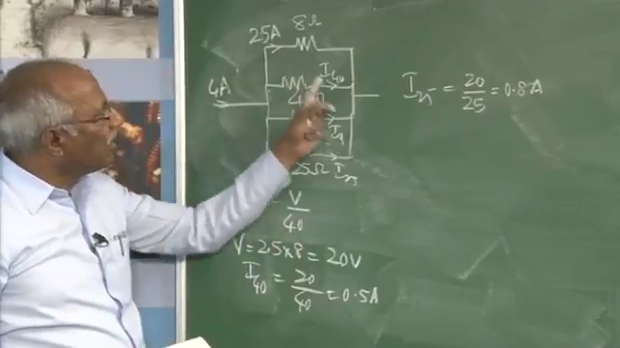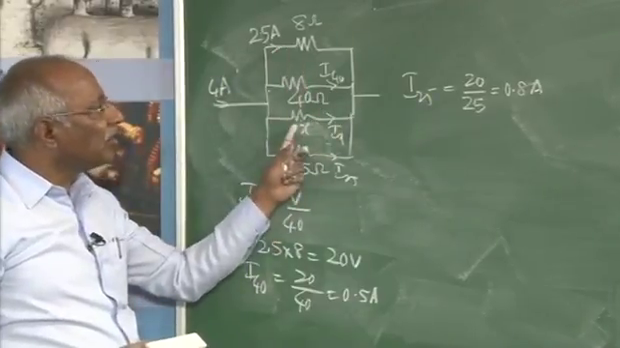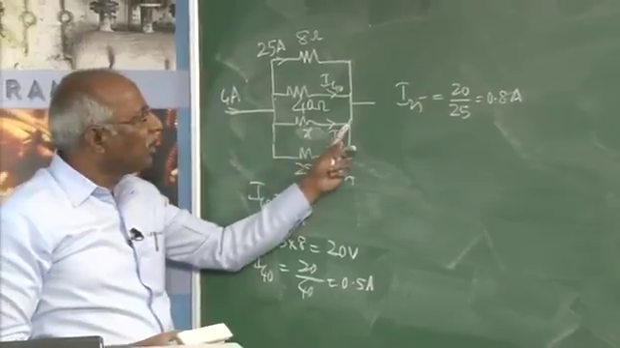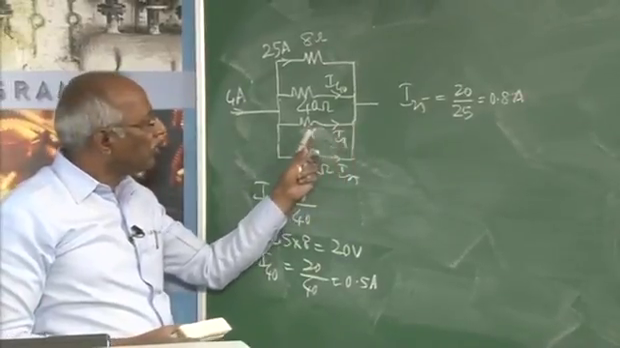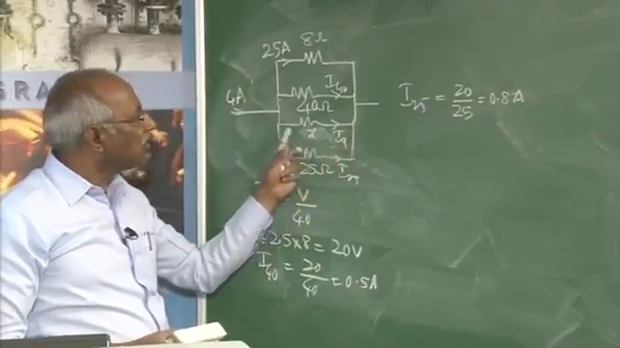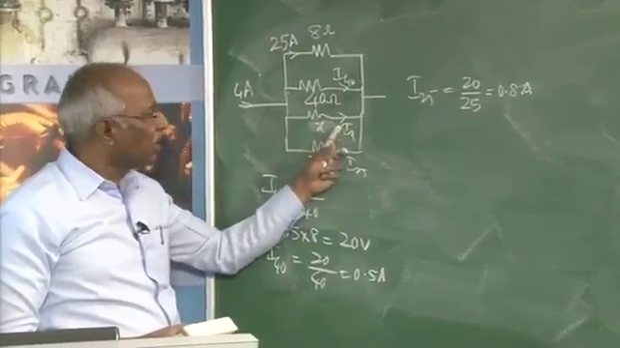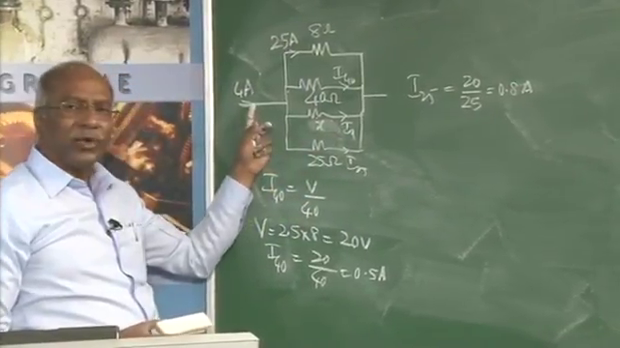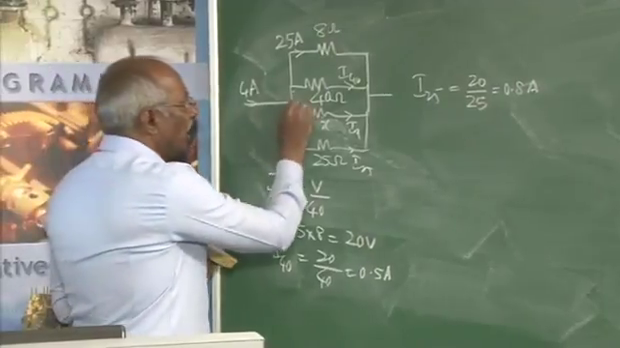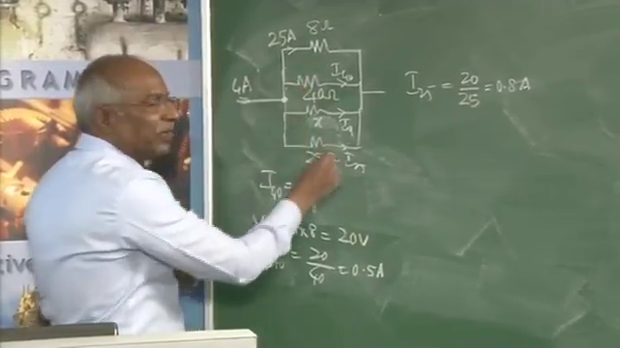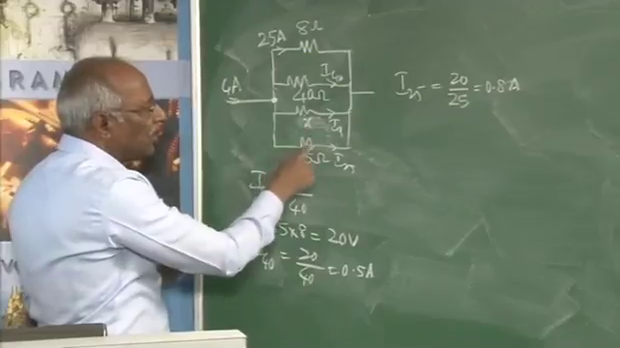I know the current here, here and here, but I do not know the current here. I know only the voltage. To find out the resistance X, I must know the current flowing through it. In that respect, we have this 4 ampere. At this point, it divides itself into different branches.